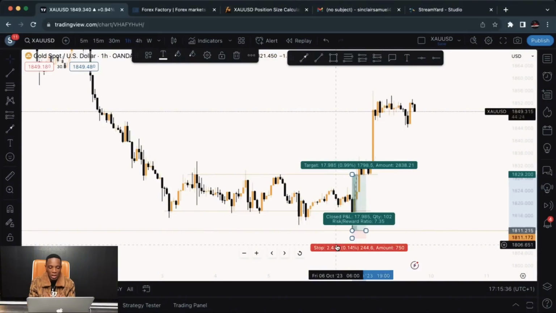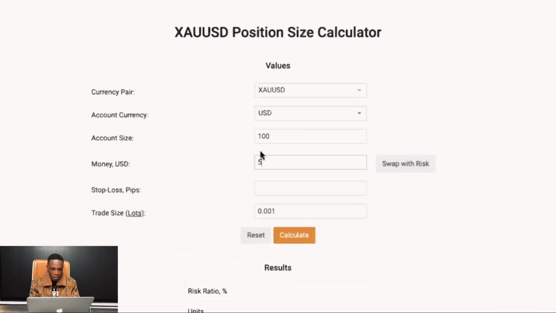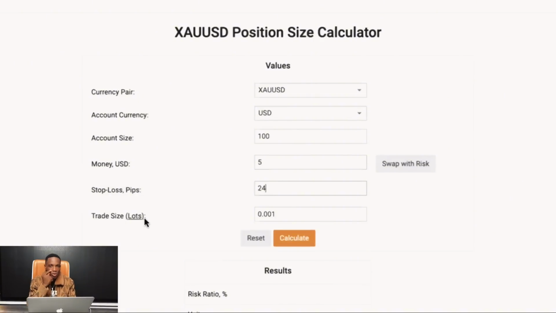How many pips of stop loss are you about to take? Because the calculation is meant to happen even before you place a particular trade. So the stop loss is 24 pips. I go to my position size calculator and put in that I'm ready to risk $5, and enter 24 pips. Now this trade size is what I want you guys to pay attention to. Make sure you remove one zero from this. It should be 0.01, not 0.001, more like an analog size. The default one is 0.001, but remove one zero so it becomes the normal 0.01 we see on MT4, right? Okay, and click calculate.